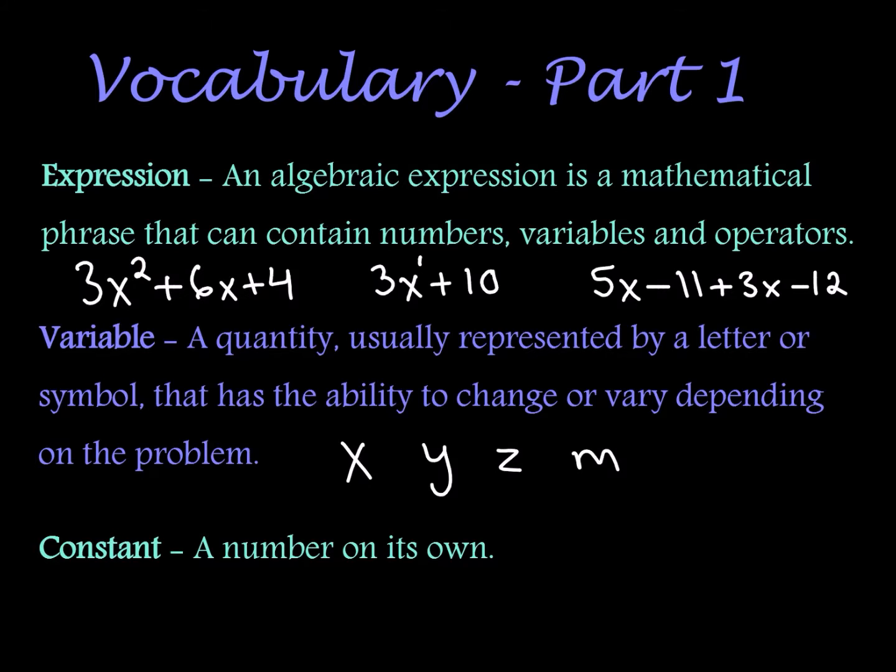A constant is a number on its own. So in this example up at the top, 3x plus 10, the constant would be 10 because it is by itself. As well as the constant from the first example would be 4, because it is also by itself. It's the number that's by itself.